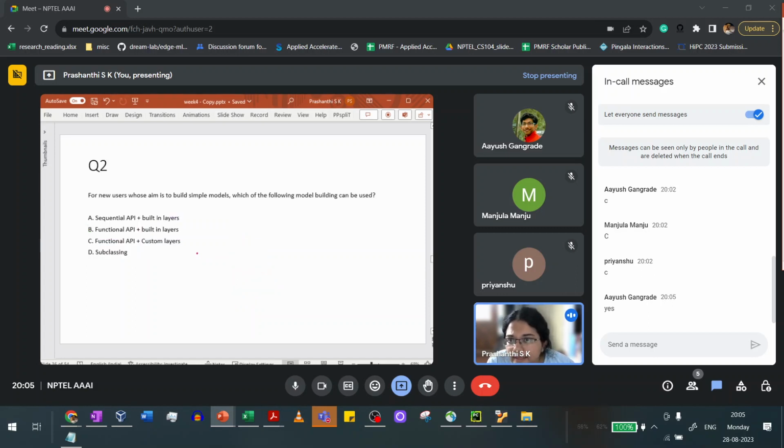Great. Let's move to the next question. For new users whose aim is to build simple models, which of the following model building can be used? Sequential API, functional, functional plus custom, subclassing. Any answers?